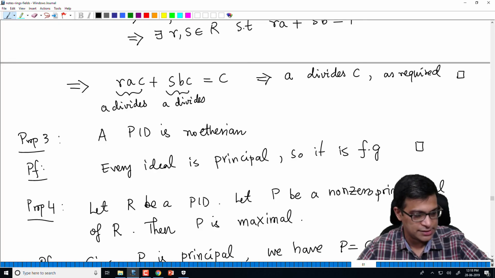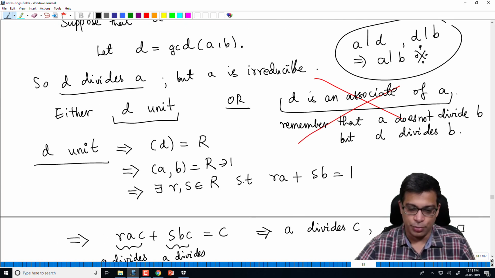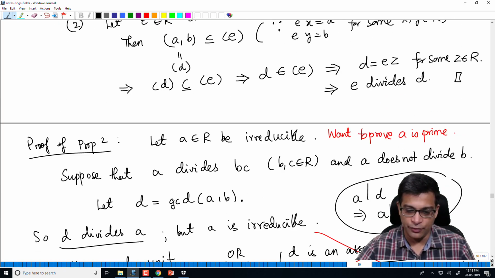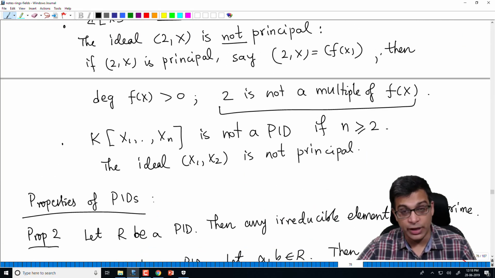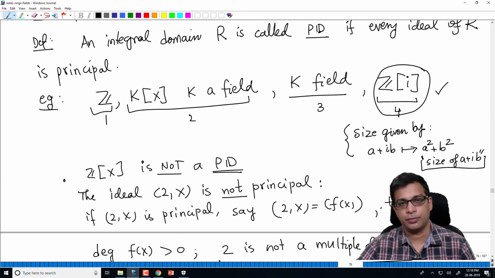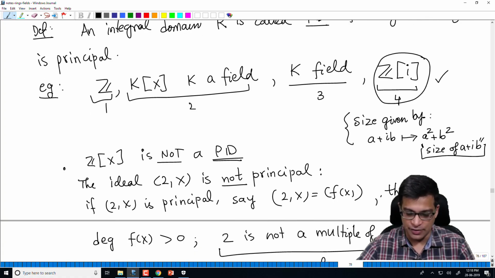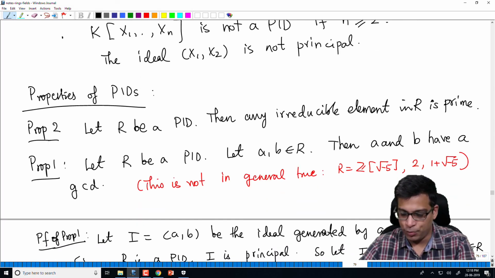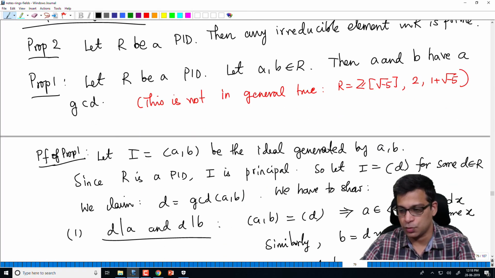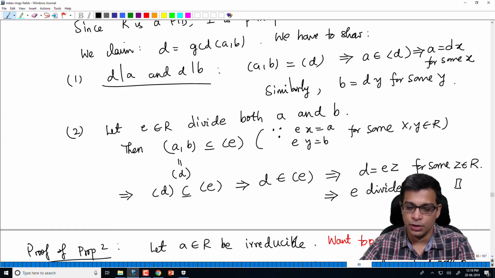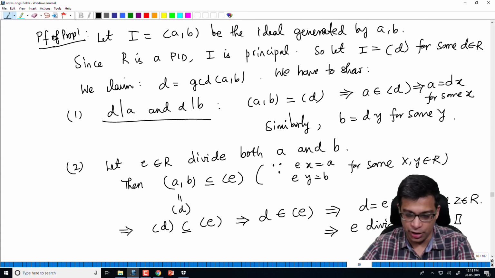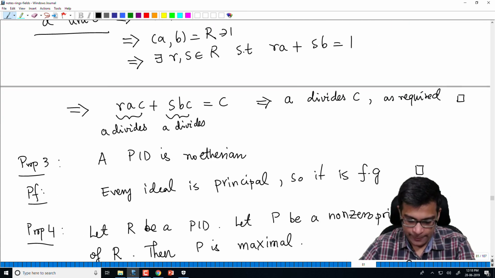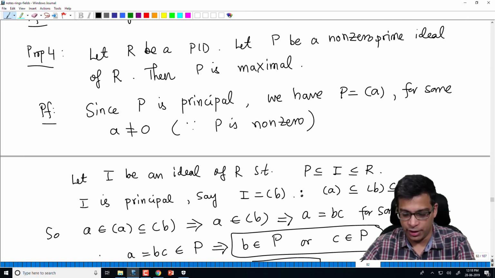Okay, so these are some of the properties of PIDs, and in the future videos we will talk more about these. So just to recap what we have done, PIDs are rings where every ideal is principal. The most standard examples for us are integers, polynomial rings over any field, and fields of course. But some of the other nice rings that we have considered, Z[x], polynomial rings in more than 2 variables, are not PIDs. PIDs have the nice property that any irreducible element is prime, and they are Noetherian. Any 2 elements have GCDs, and every non-zero prime ideal is maximal.